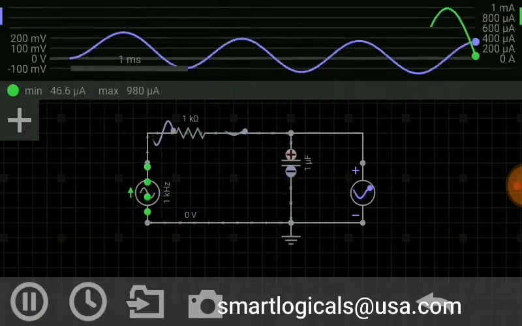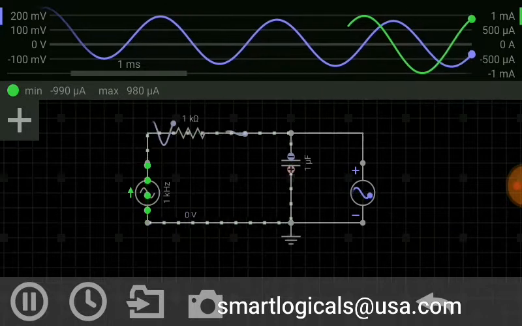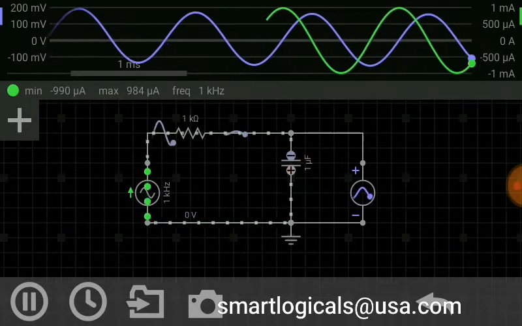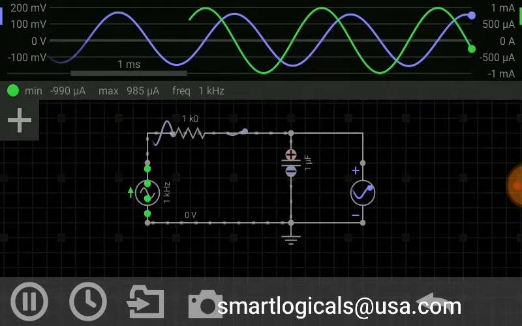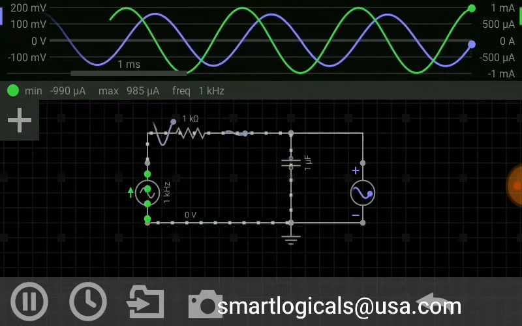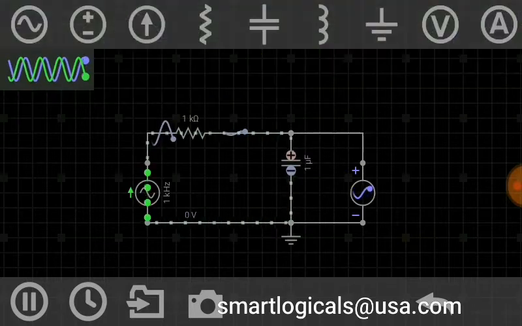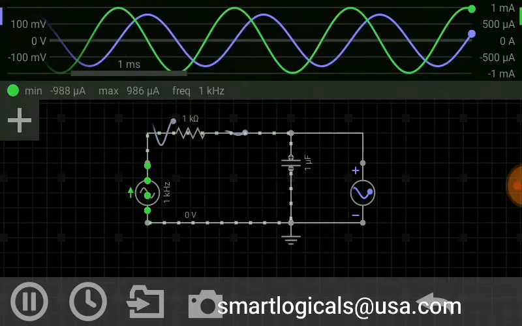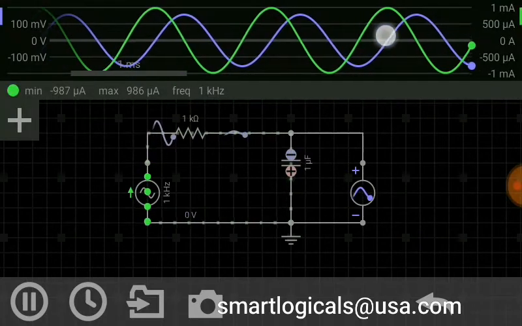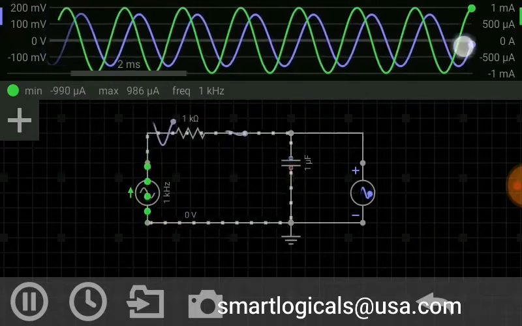This is the input and that is the output. Yes, there is a phase shift here. And friends, we got a phase shift.